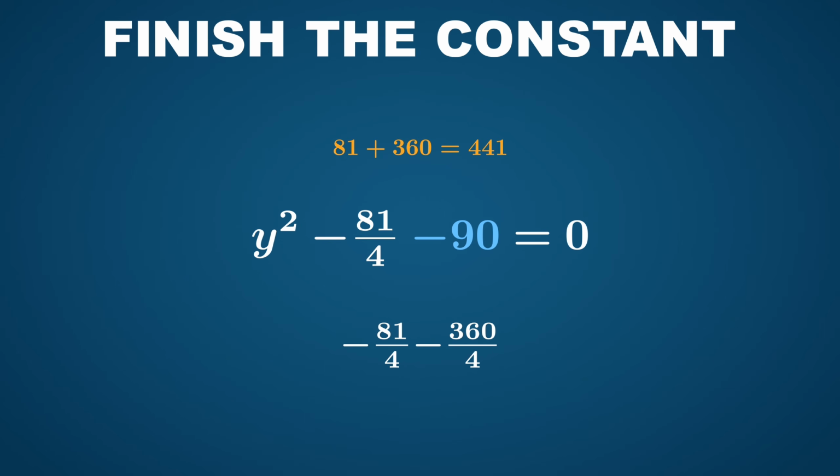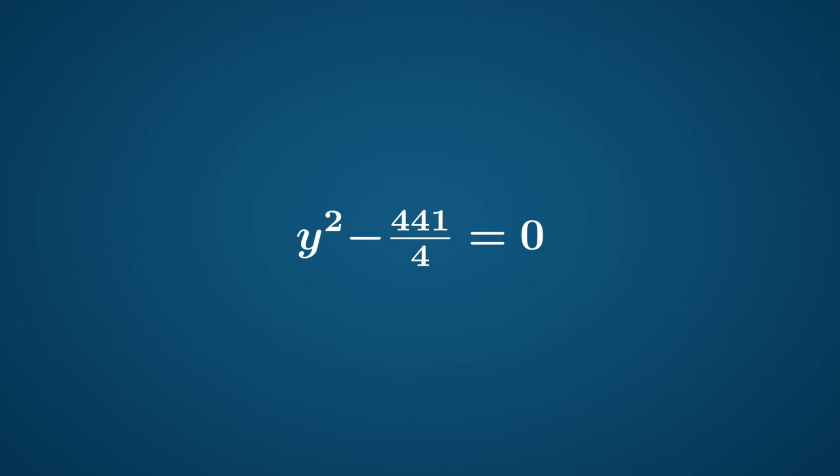81 plus 360 equals 441. So the constant terms combine to make negative 441 fourths. The whole equation simplifies down to y squared minus this large fraction. We set y squared minus 441 over 4 equal to 0.